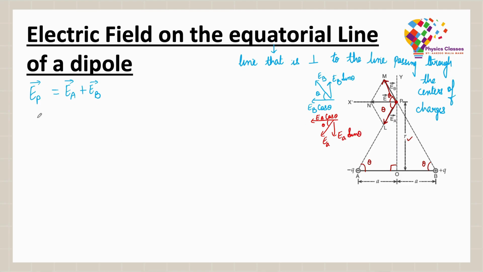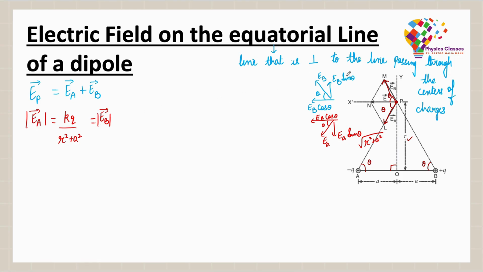Now if I want to write just the magnitude of EA, then the magnitude of EA would be equal to KQ by the distance AP, which can be written as the square root of R square plus A square. This is simply by using Pythagoras theorem. So distance AP and BP are both the square root of R square plus A square. Therefore, the electric field due to the charge A would simply be KQ by R square plus A square. There is a square root and then I square it, so the square root and the square get cancelled. This is the magnitude. If I write the electric field due to the charge at B, then also I'll get the same magnitude. So the magnitude of EA and EB is the same.